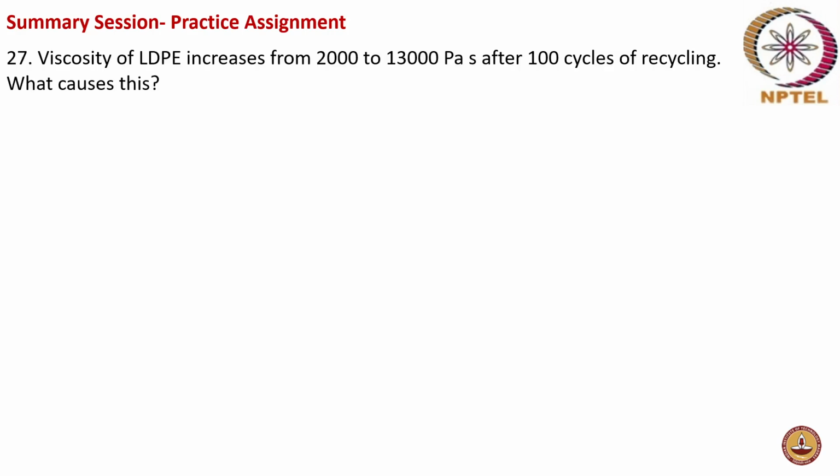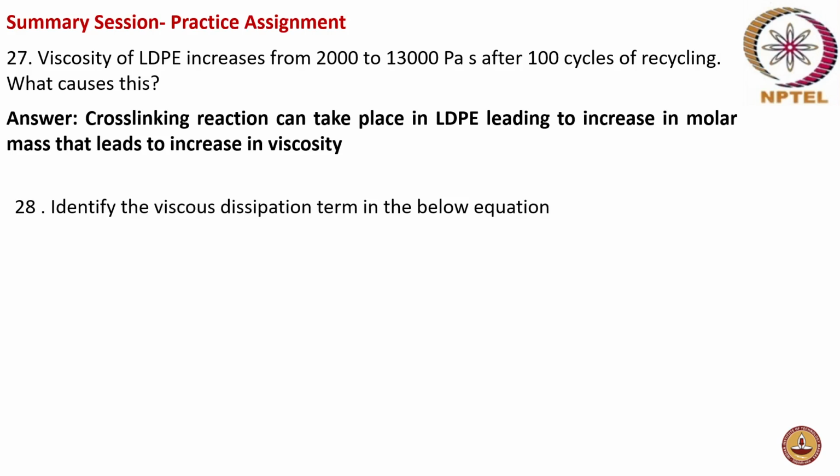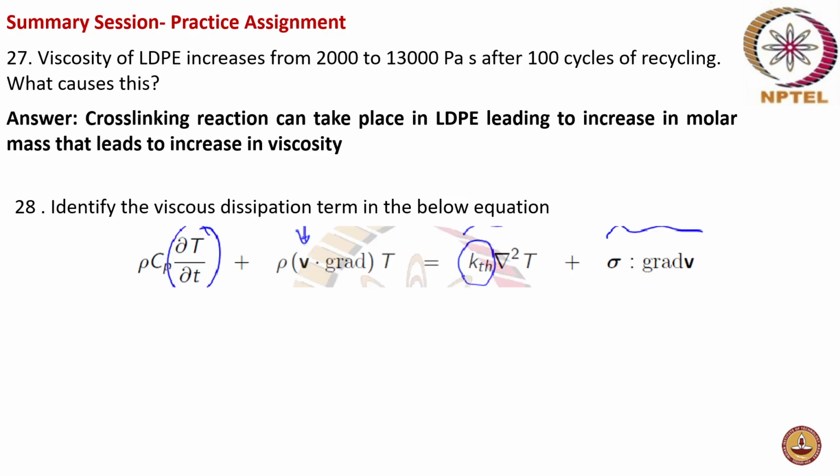Perfect. Now next. The viscosity of LDPE increases from 2000 to 13,000 Pascal seconds after 100 cycles of recycling. What causes this? What happens in LDPE? Cross-linking. Perfect. A cross-linking reaction can take place in LDPE that leads to an increase in molar mass, that leads to an increase in viscosity.